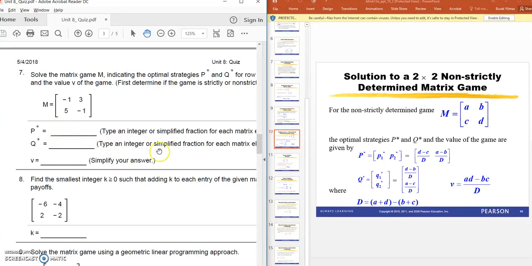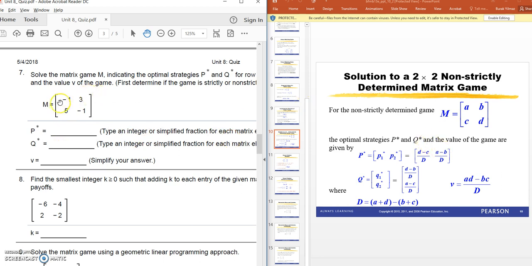We still need that capital D when figuring out the P star and Q star, so keep that in mind. D was -2, these two added, minus these two added 8, so that gives us -10. So capital D is -10. Then P star would be D minus C, so this is D and this is C. -1 minus 5 is -6, and you divide that by capital D, which is -10. -6 divided by -10 would give you 3/5. So that's the first entry of the P star.